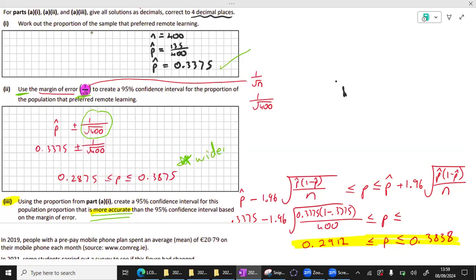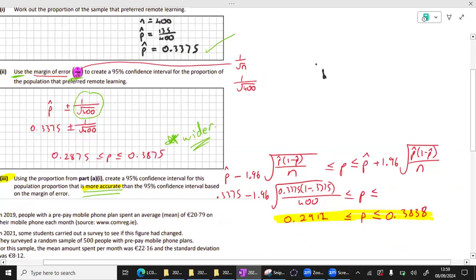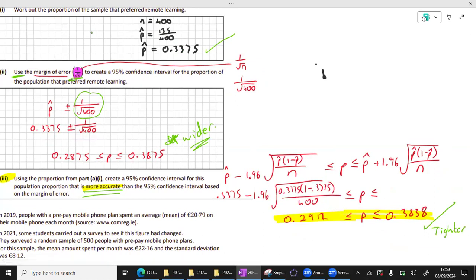And the reason it's wider is because it's not as accurate. As soon as you use the more accurate formula, do you see the way I've made this tighter? I've actually tightened up the interval. I've come further up, from my 28.75 up to 29.12. And I've come further down. So instead of going up as far as 38.75, we've come down. So the more accurate, the tighter the interval.